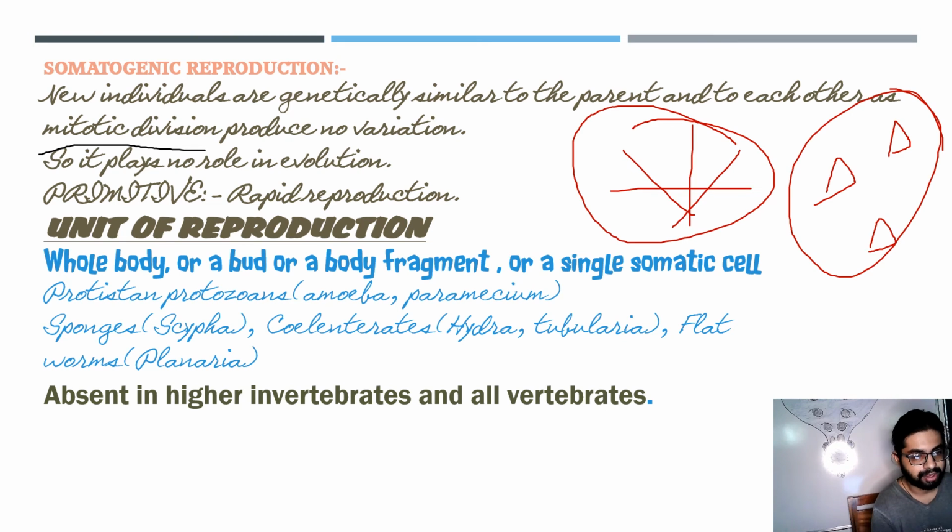It is a primitive mode of reproduction and also the rapid or fast mode of reproduction. Now the unit of reproduction, as I mentioned, is the whole body of the parent, and in simple plants the bud regenerates to produce different small plants or single soma cells. It is found in protists and protozoans like amoeba, paramecium, sponges like scypha, coelenterates like Hydra and tubularia, flatworms like planaria, and absent in higher invertebrates and all vertebrates. Vertebrates means we as humans, animals.